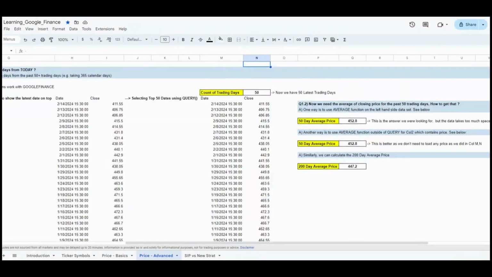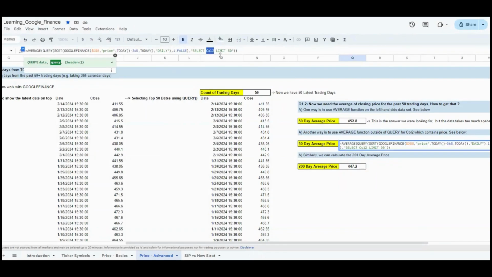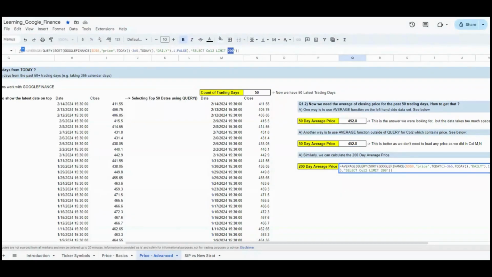What if we just put an average outside of this query function and only selected the second column on which we want to average, right? So we do it like that. We wrap this query around an average function, right? And here we remove the column one. We are only interested in column two. So when we put it inside an average function, we get the average price of 452.8. Similarly, we can calculate the 200-day average by just changing the limit from 50 to 200.